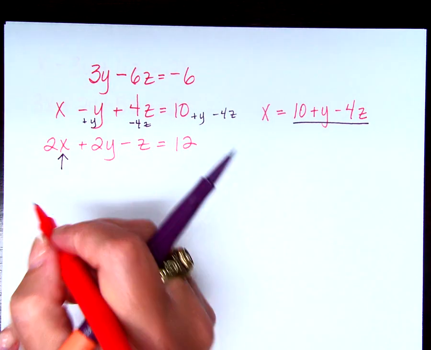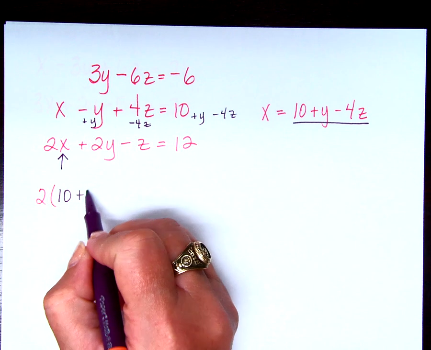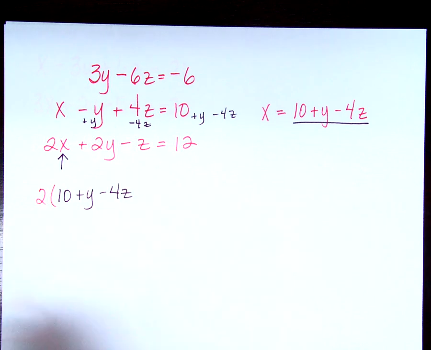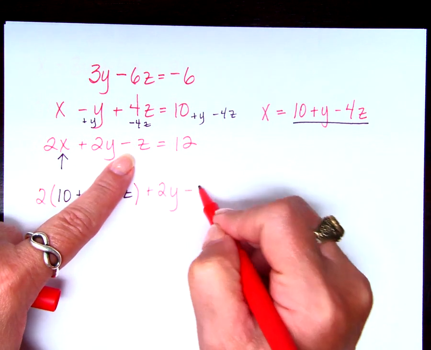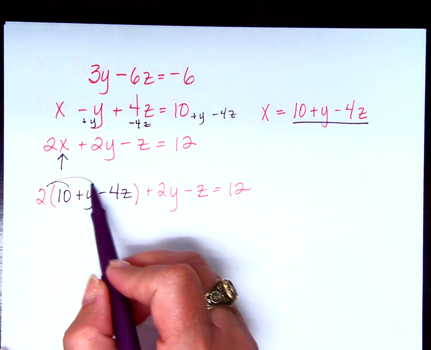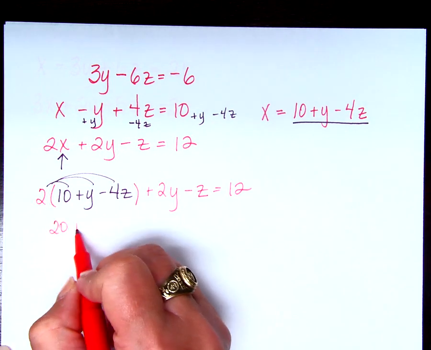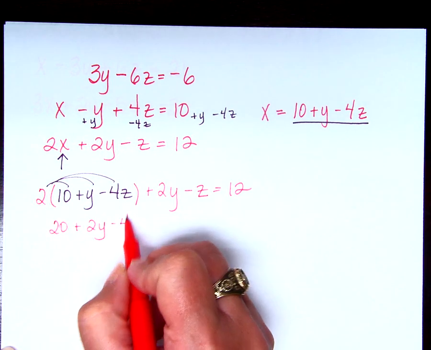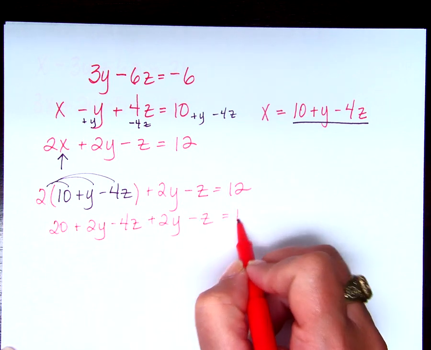So 2 times 10 plus y minus 4z plus 2y minus z equals 12. So how do I solve this? What do I do? Right? Distribute. So 20 plus 2y minus 4z plus 2y minus z equals 12.